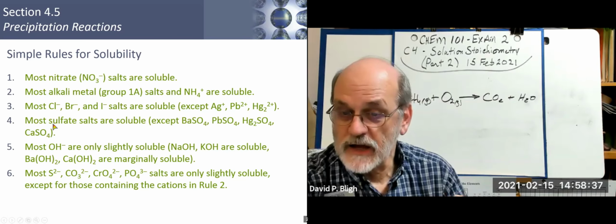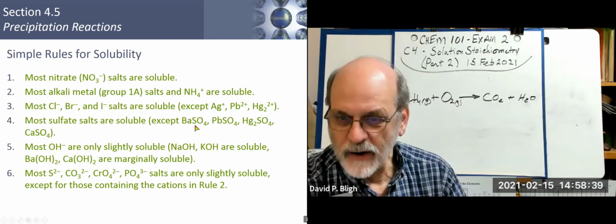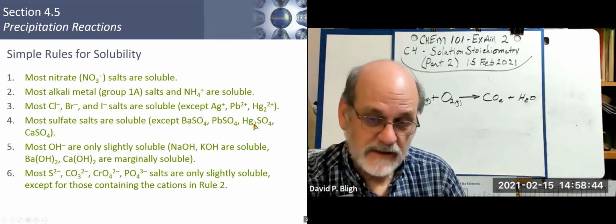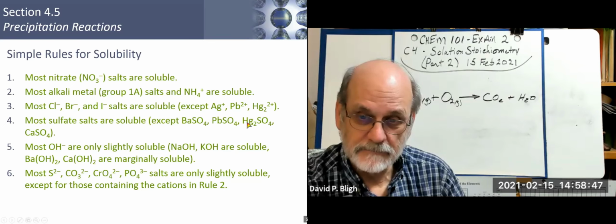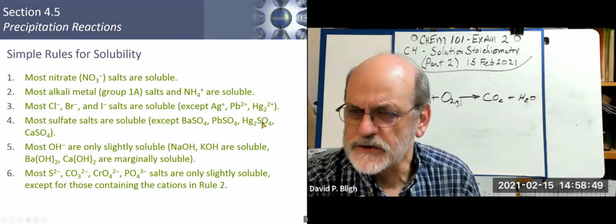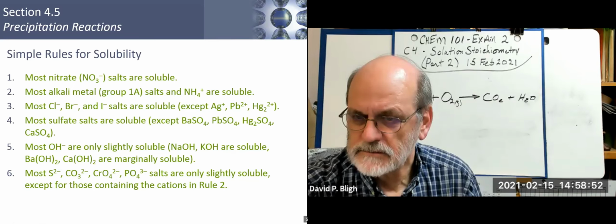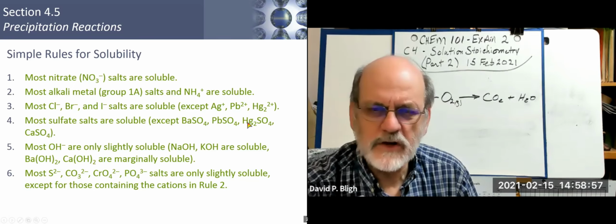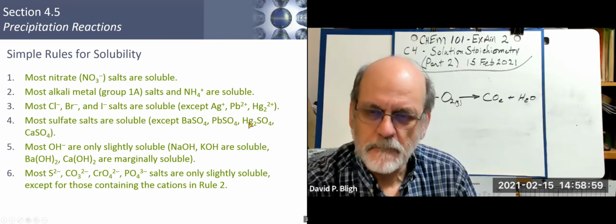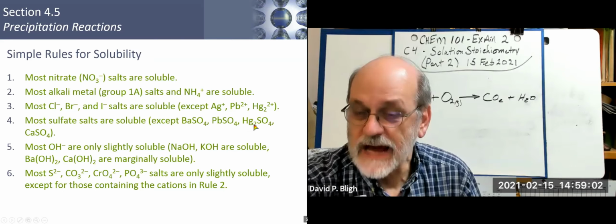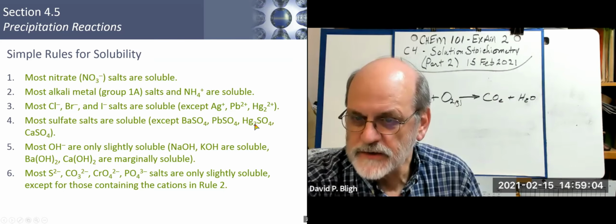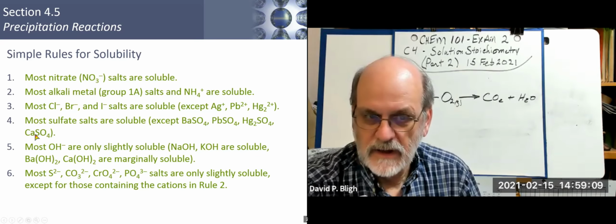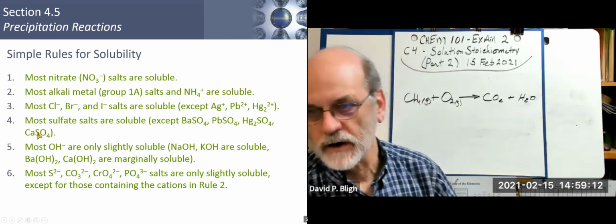Most sulfate salts are soluble, except barium, lead, mercury. Actually, this is mercury 2 right here. Why? Because I know sulfate is a 2- charge, and you need a 2+ charge. No, this is mercury 1, excuse me. Mercury 1+ times 2 gives you a 2+. So a 2+ and a 2- neutralizes. But they're insoluble. Calcium sulfate is insoluble in water.